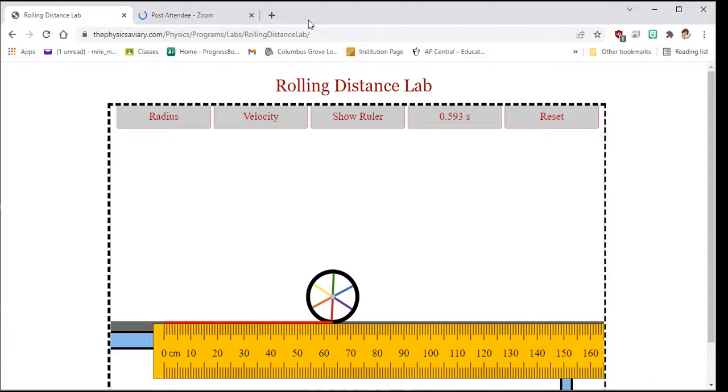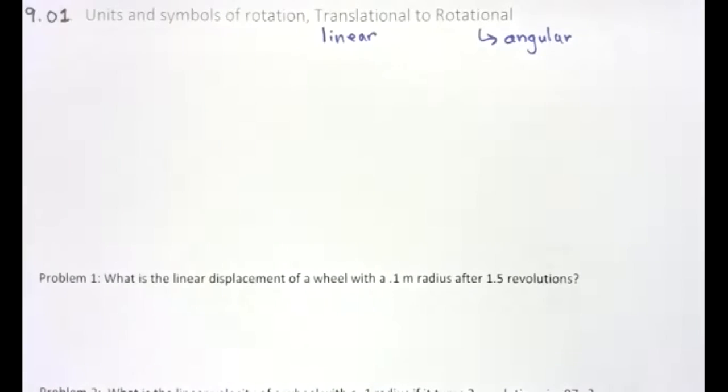So let me stop sharing my screen here, and we'll go back to our note page. I'm going to hit focus. I feel like I'm a little blurry this morning.